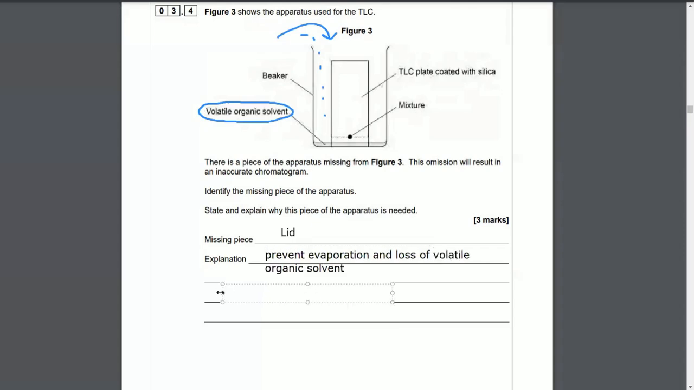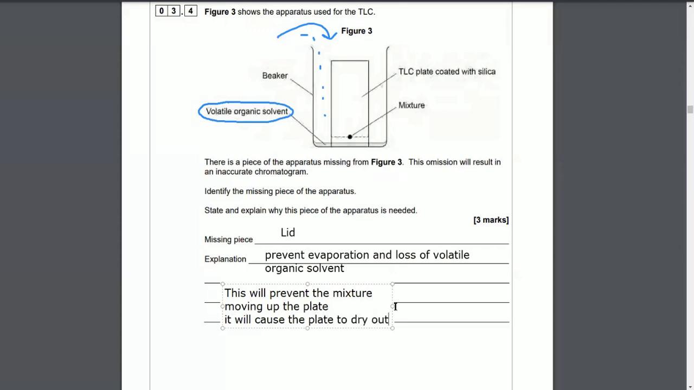What's the issue with that? So we've just said what the problem is. Well, what's the effect? If we don't have a lid and the organic solvent escapes, what's the effect? This will prevent the mixture moving up the plate. Or we could say it will cause the plate to dry out.